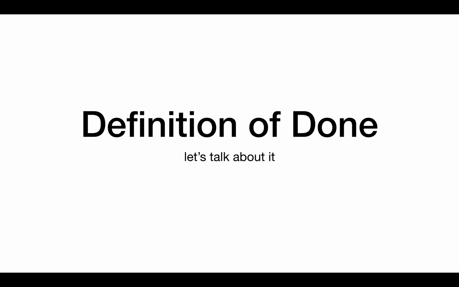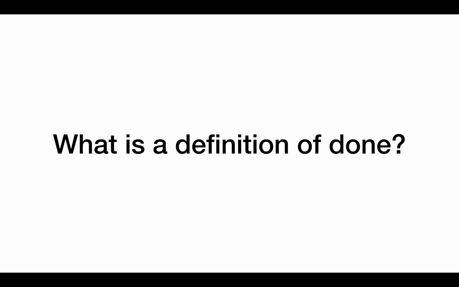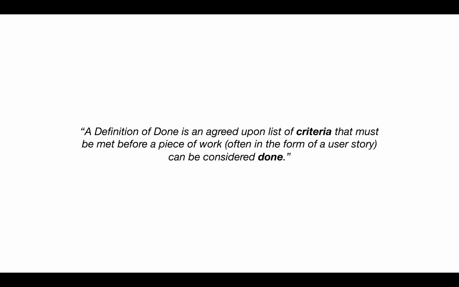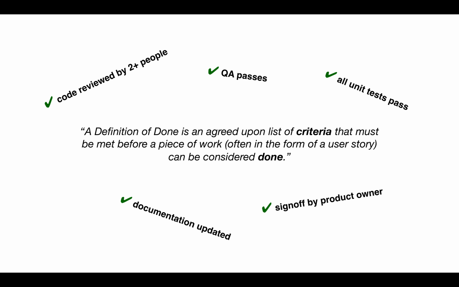Let's talk about a definition of done. So what is a definition of done? Well, it's basically an agreed upon list of criteria that must be met before a piece of work, typically a user story, can be considered done. And here's an example of some things that might be on a definition of done. QA, unit tests, code reviews, documentation, sign-off.